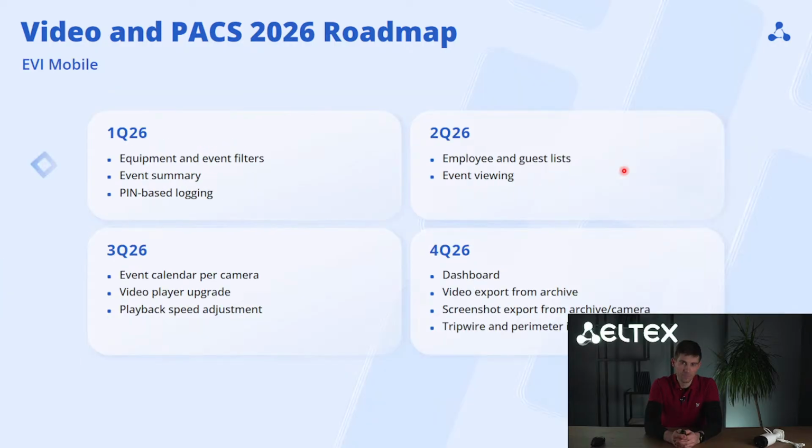And last but not least, I mentioned the mobile app, AV Mobile. We have plans for the year of adding quite a few features here. It's going to be a little bit easier to use, with the ability to save video and screenshots from the archive. Now it only allows you to view that. Other features include viewing events, filtering events, and viewing event summary, and things like displaying employee and visitor lists. All that is planned to be added in 2026.